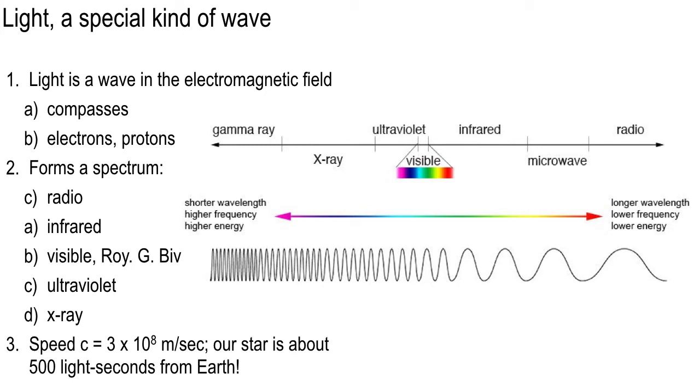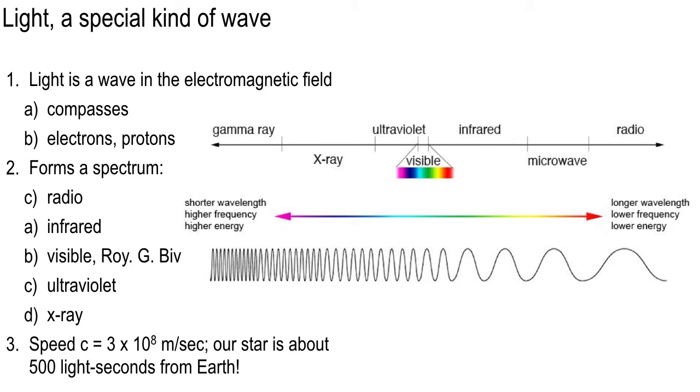Whoa, that's a lot. For us, we can barely go 5 miles an hour without falling over with exhaustion. But for light, that's like a breeze, okay? For a solar system, a galaxy, 3 times 10 to the 8 meters per second is nothing. From the sun to Earth is 500 light seconds. It's not instantaneous. The light from the sun takes 500 seconds to get here to Earth.